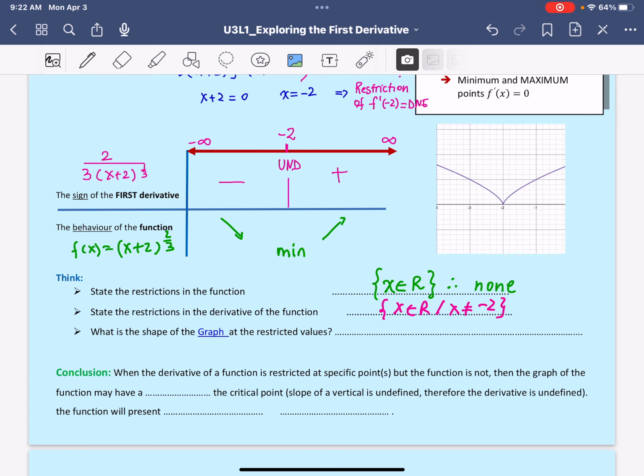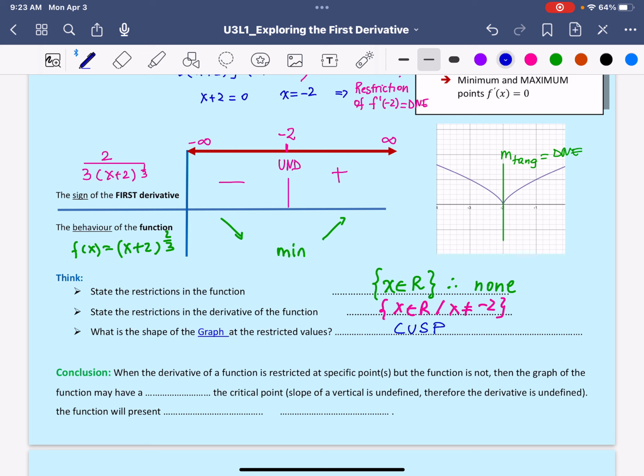As you can see in here, the function is defined at x equals -2. The derivative is undefined, and the reason why is because if you were to draw a tangent line exactly at x equals -2, the tangent will have an undefined slope because it's vertical, right? Vertical line. So that means that the derivative doesn't exist. So the shape of the graph at the restriction will be that of a cusp.